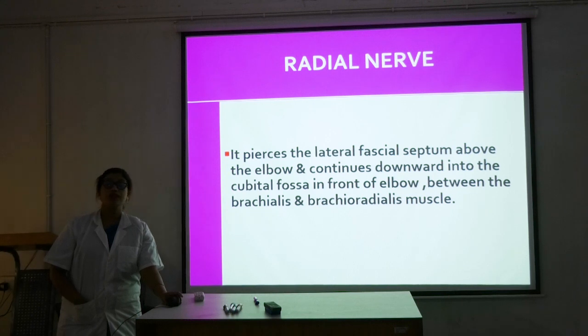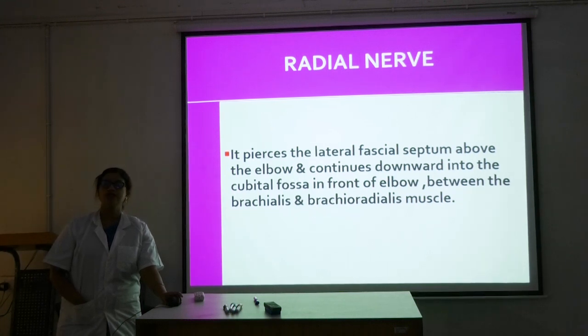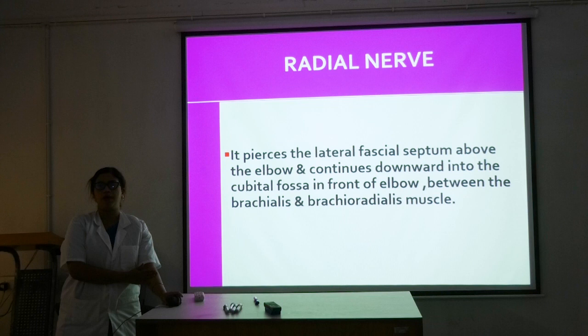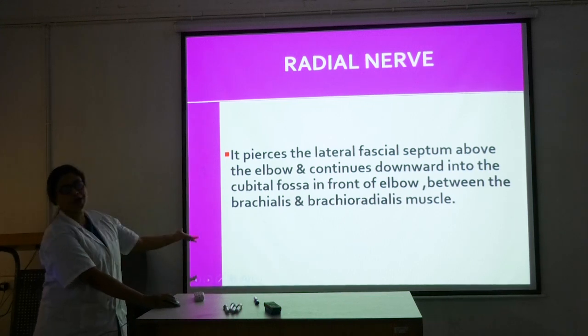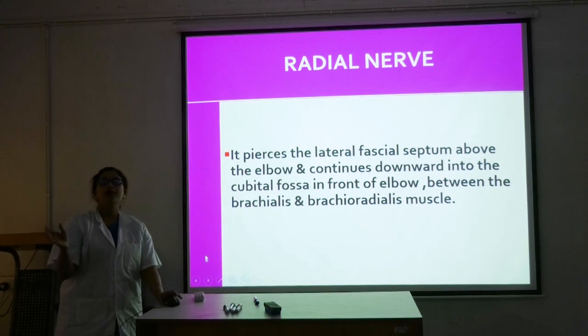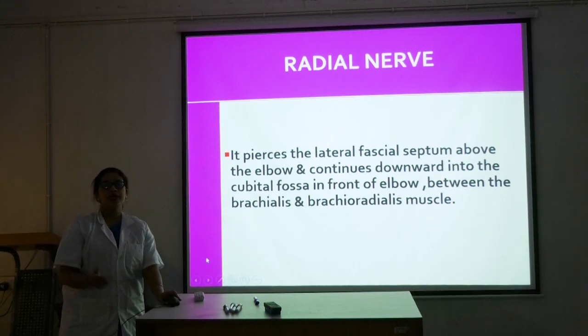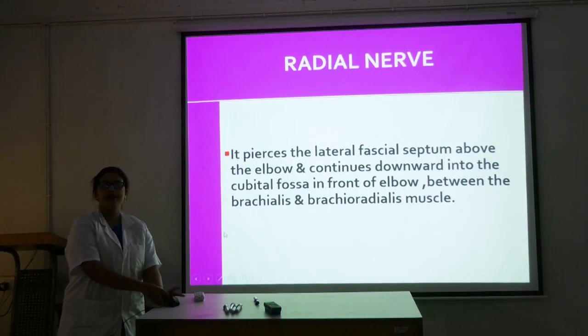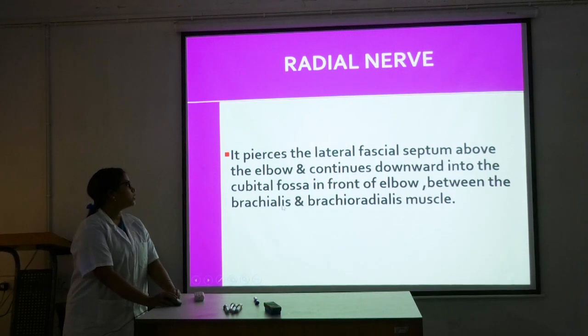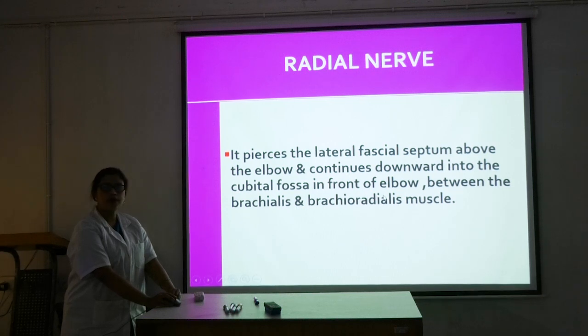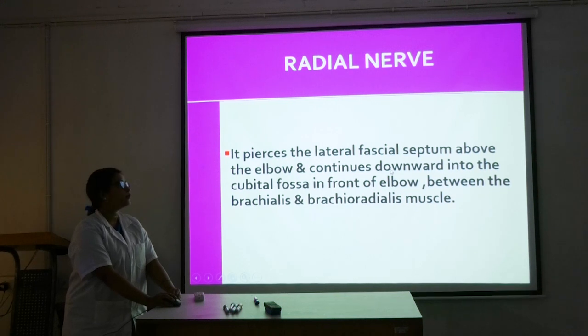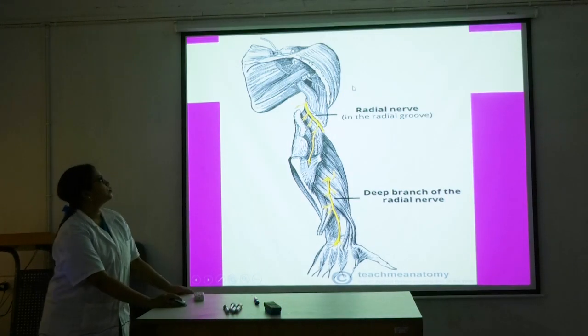These three questions are very important: how these three nerves emerge in the forearm. So the radial nerve is coming, see, it is already written, between the brachialis and brachioradialis. Remember this one. You know brachialis is present in the flexor compartment and brachioradialis in the extensor compartment. So how is the radial nerve entering the forearm? See, this is the picture.